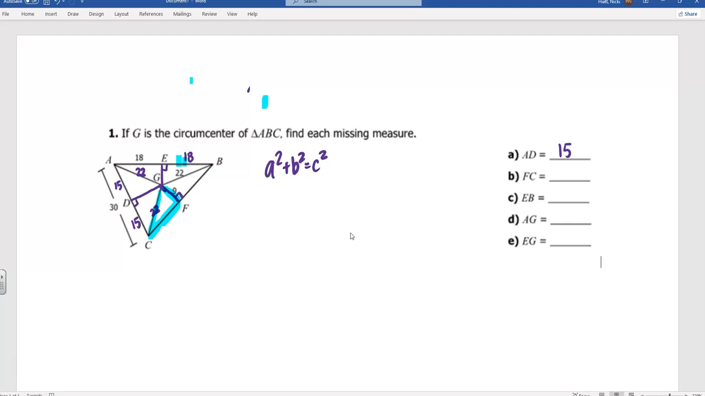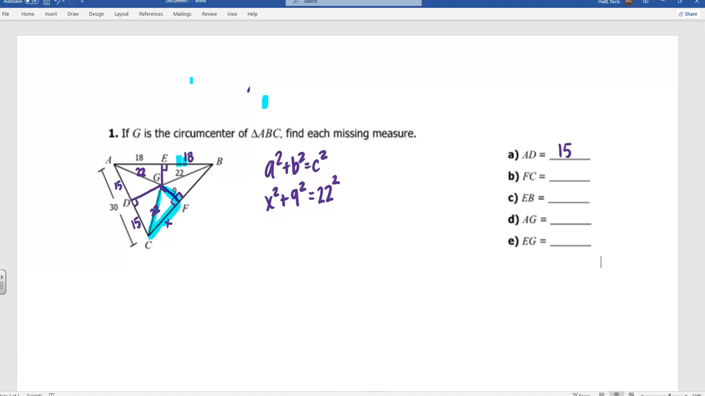For this, which side is C? Which side is your hypotenuse? Is it 9? Is it 22? Or is it this one right here that I don't know? Hypotenuse is the longest side. It always has to be across from your right angle. It's going to be 22. So 22 is your C. It doesn't matter which one's A or B. So I'm going to say x squared plus 9 squared.